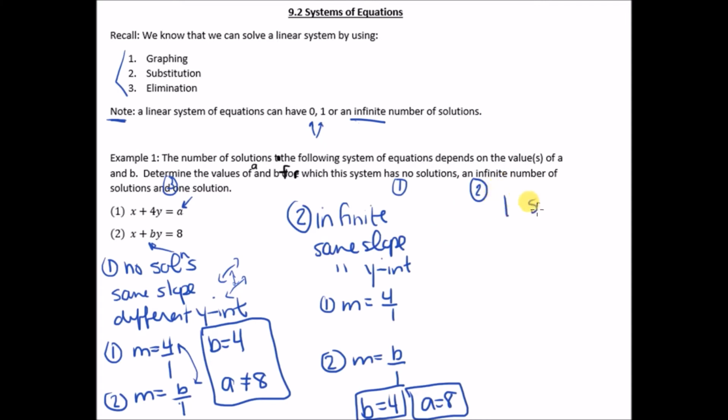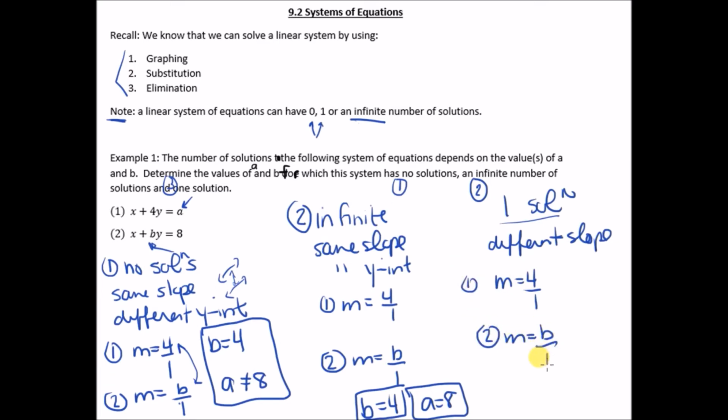Okay, and number 3, 1 solution. All that's required for 1 solution is a different slope. So if the slope of the first equation equals 4 over 1, and the slope of the second equation equals b over 1, b cannot equal 4. And a can equal anything. And that's what we get in order to satisfy this linear system and to have 1 solution. Just take this as a little bit of a recall and a recap from our prior experience.